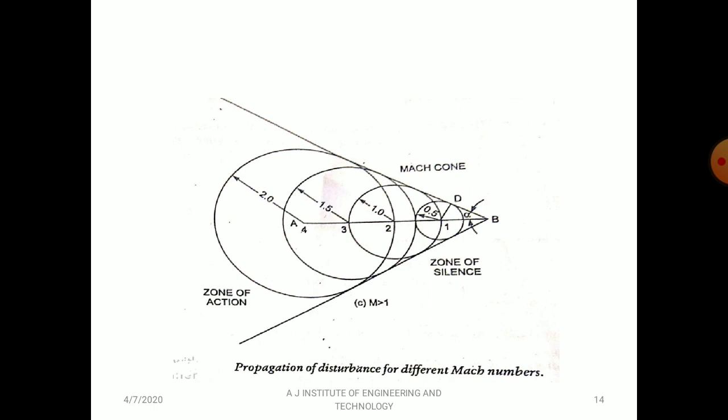Now the projectile moves from 2 to 1. The time required for the projectile to move to position B is 1 second. So the distance traveled by the projectile is given by V into dt. V value is 1, 1 into 1, time interval is 1, so that is equal to 1 unit. Now the distance traveled by the pressure wave or sound wave is given by C into dt. C value is 0.5 and dt value is 1, so 0.5 unit. Taking 1 as a center point, draw one circle with a radius equal to 0.5. So that is related to Mach number greater than 1.